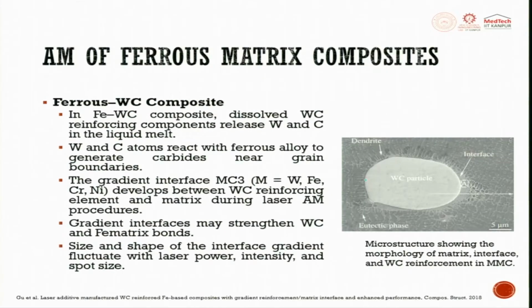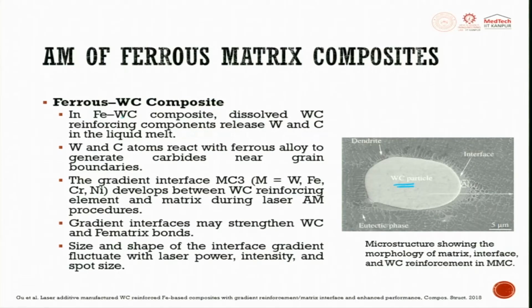So, this is the tungsten carbide particle. This is the dendritic growth which happens. This is the interface which we already discussed, and this is the eutectic phase of iron. This is a microstructure which shows the morphology of the matrix, the interface and the tungsten carbide reinforcement.